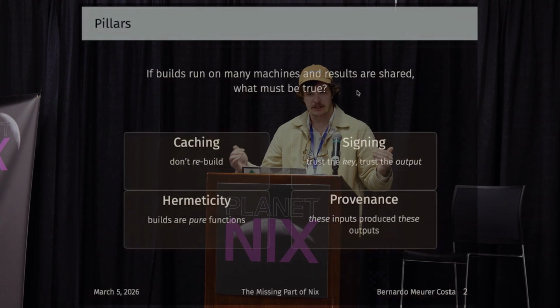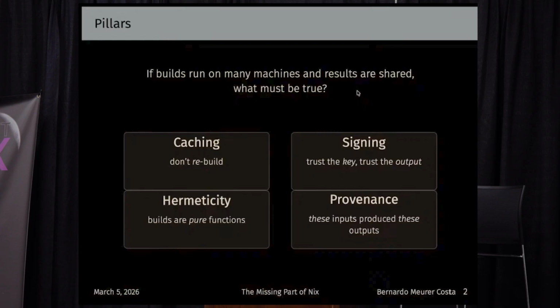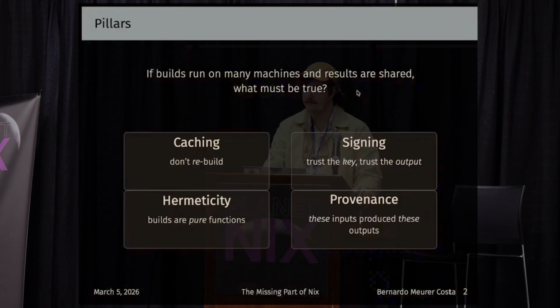So I'm going to start by talking about the pillars for this. If builds run on many machines and the results are shared, what do you really need? You need hermeticity for sure. Builds as pure functions is the only way you can have a heterogeneous fleet of compute and still have your builds make some sense. Once you get that, you get good caching, hopefully, so you don't have to rebuild things over and over again. If you have a lot of people using a very large distributed system, the more caching matters, and the more important it is that you don't rebuild spuriously.